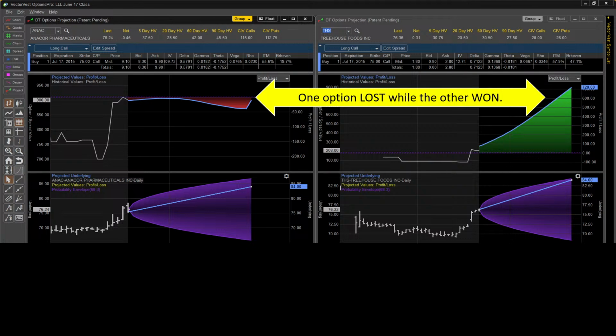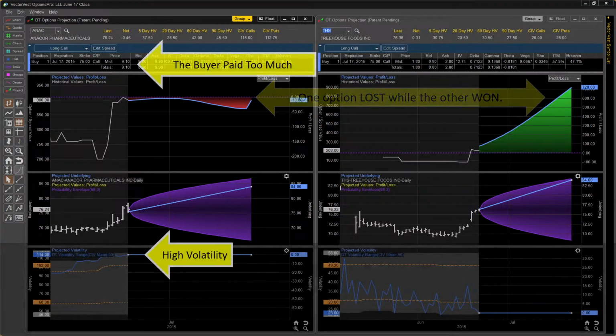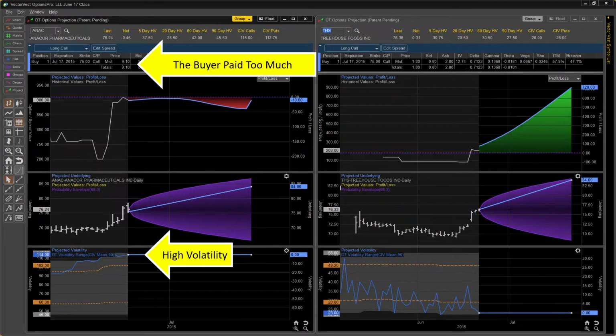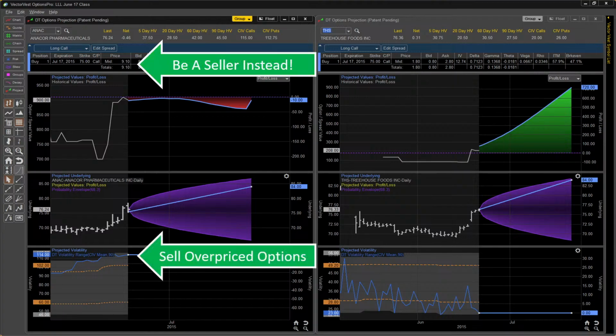One trade wins, the other one doesn't. Why? Because they were too expensive. The buyer of that option on the left simply paid too much. There was too much volatility, and it made it very difficult to make money. That's a buyer's mistake. You know what we're going to do? We're going to find those options and sell them.